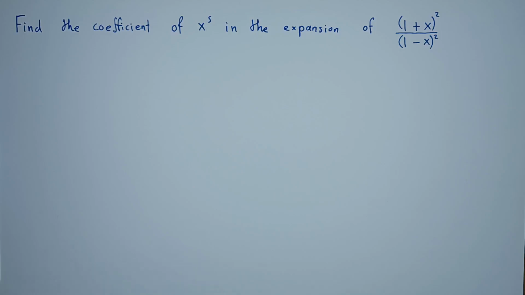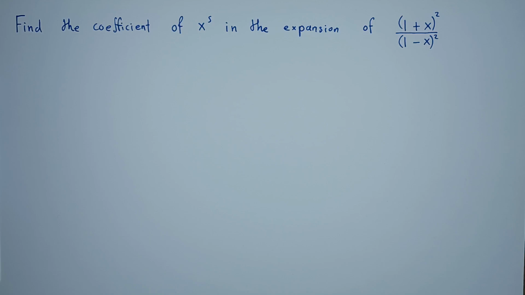Okay, so hi everyone. We have this question on binomial which reads: find the coefficient of x to the power 5 in the expansion of (1 + x)^2 divided by (1 - x)^2 as well.